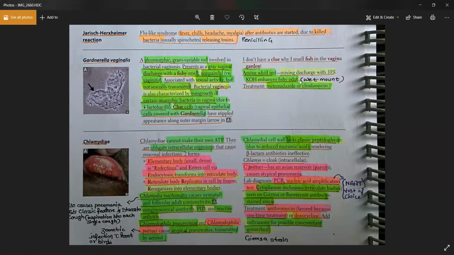And the treatment includes metronidazole or clindamycin. Either of the drugs could be used. The most important one is metronidazole. If metronidazole is not suitable, you will give the patient clindamycin.